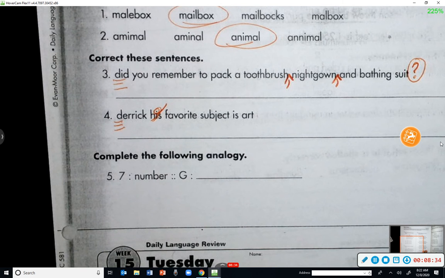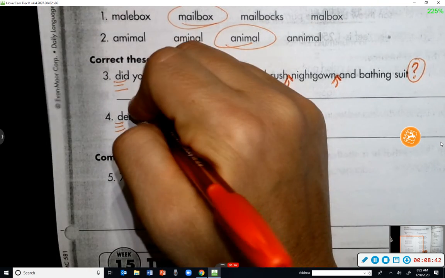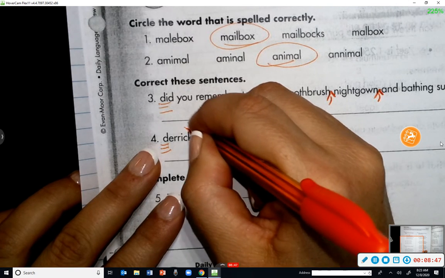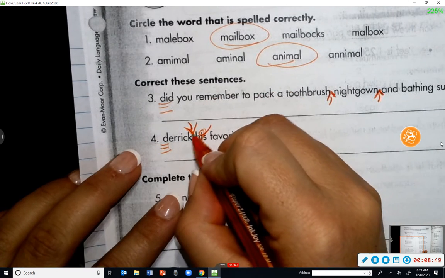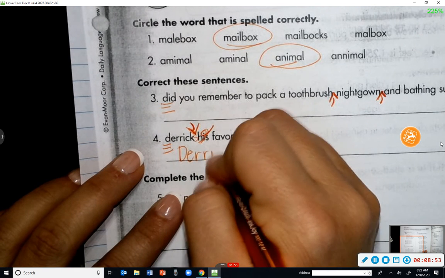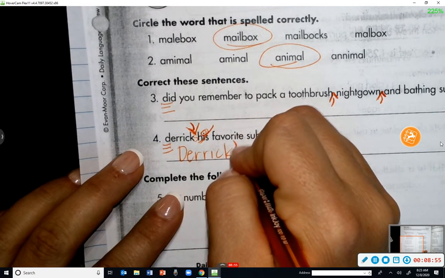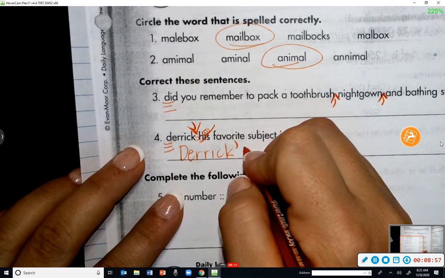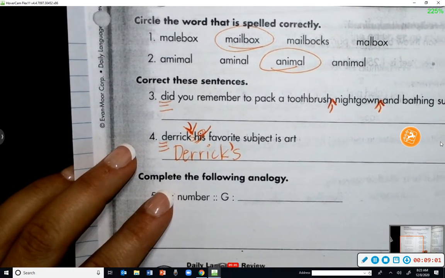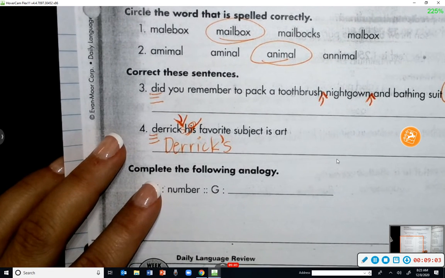But we don't just put an S. What goes before the S? What's it called, Aaliyah? Apostrophe. So we do the upside down V or caret, upside down caret, and an S. So it would look like this. If you rewrite it on the line, your apostrophe goes in the air and then the S. Okay? Derek's favorite subject is art.